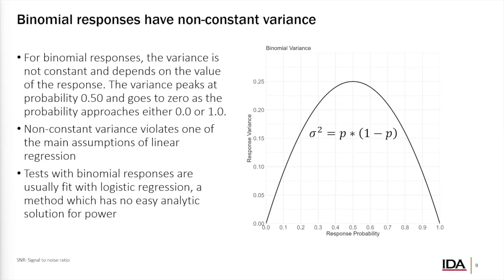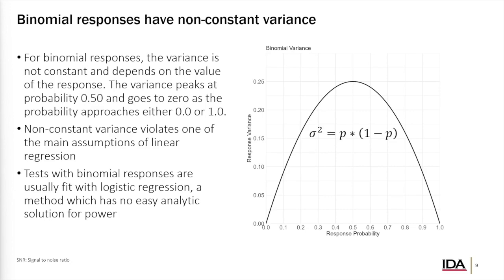binomial responses, what happens is this variance changes in a parabola, where it goes to 0 at 0 probability and 0 at 1 probability and has a peak at 0.5. And for linear regression, this plot looks like a flat horizontal line. So you can see why this would violate the assumption behind linear regression, since this changes dramatically, especially near the edges.